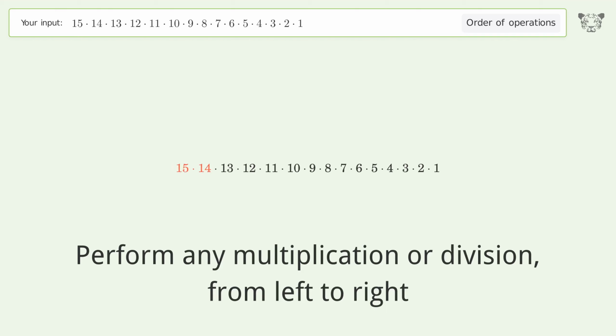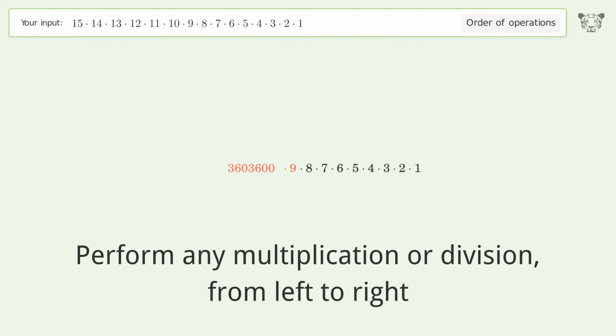15 times 14 equals 210. 210 times 13 equals 2,730. 2,730 times 12 equals 32,760. 32,760 times 11 equals 360,360. 360,360 times 10 equals 3,603,600.